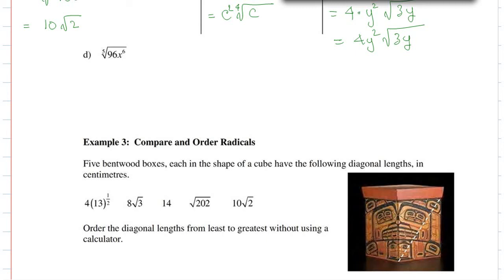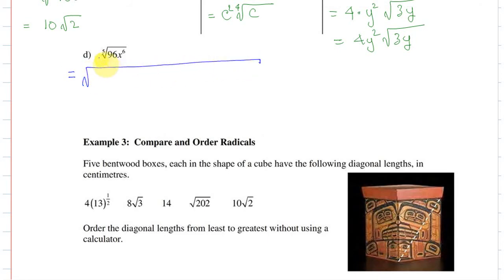So this is part 3 of section 5.1, working with radicals. Alright, so D of example 2, we have an index of 5. We want to write it as a mixed radical. So I'm going to prime factorize.